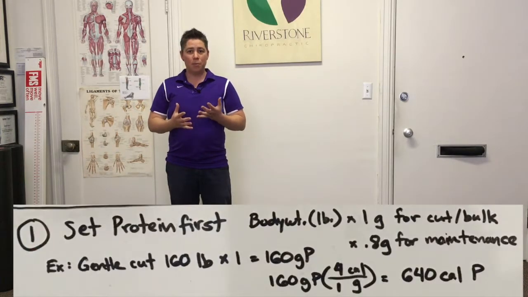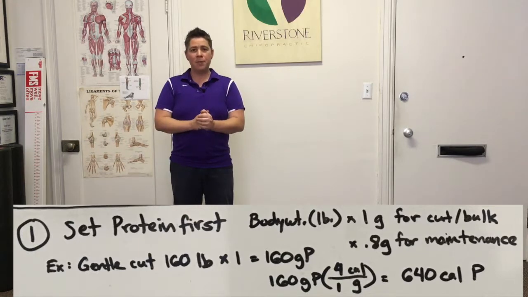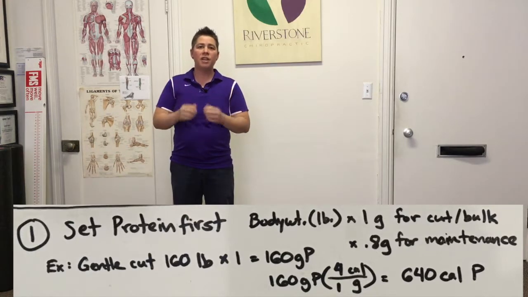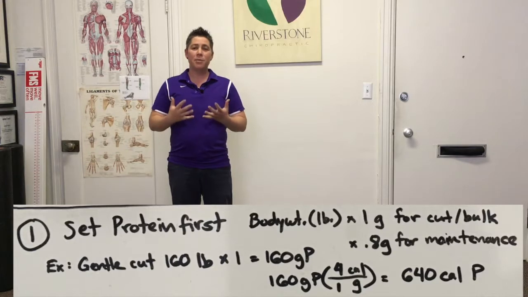So to set your protein number, you have to look at your goals, right? So are you trying to cut, or are you trying to bulk, or are you trying to just maintain where you are? If you're trying to maintain where you are, you want to do 0.8 grams protein per pound of body weight. If you want to cut or if you want to bulk, then it's going to be 1 gram. And again, that's to spare the muscle as the body is changing size.